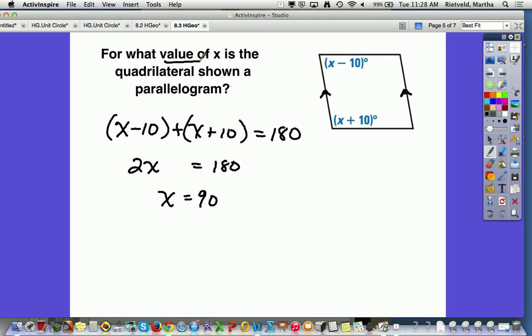And again, I'm looking back at the question. It asked me to find the value of x. I'm just going to do a quick check. If I put 90 into this expression for this angle, I get 80 degrees. If I put 90 into this expression for the other angle, I get 100 degrees. And just a quick check tells me that those two add up to 180, and they are indeed supplementary.